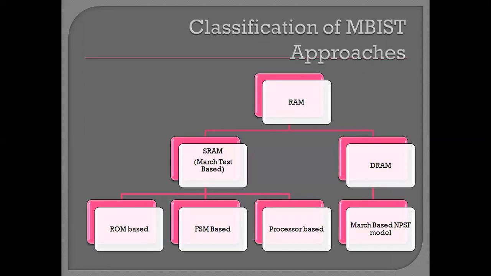When I say FSM based, it means my controller operation has been formulated as a finite state machine, and it is already hardwired. Already it is fixed to move or transit from one state to another. Let's say the first state says read 0 from all the cells in increasing order. Let's say the second state would be write 1 to all the cells in decreasing order. So whatever is the sequence of your March test used behind the MBIST, that is already hardwired and actually implemented as a finite state machine.